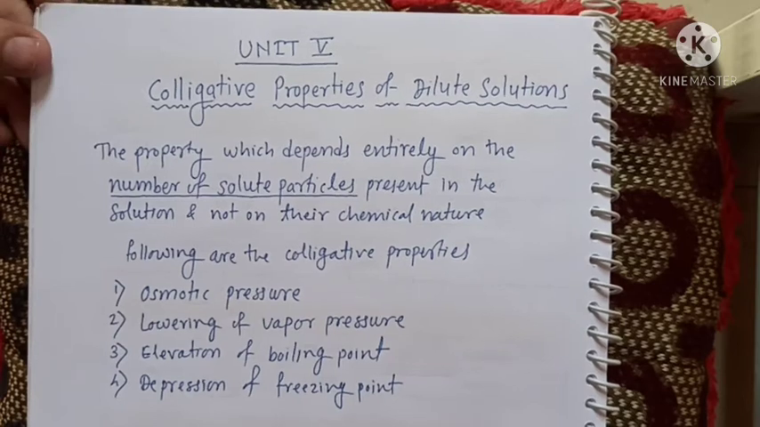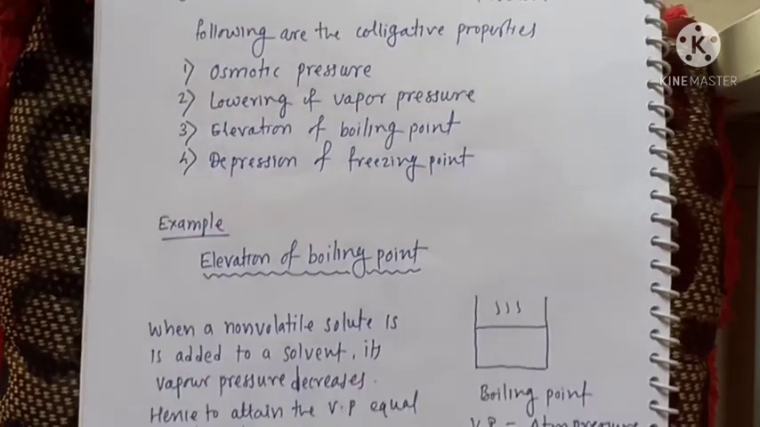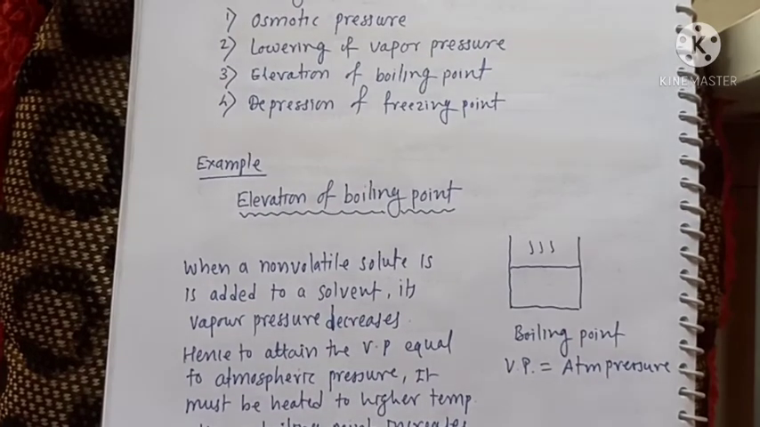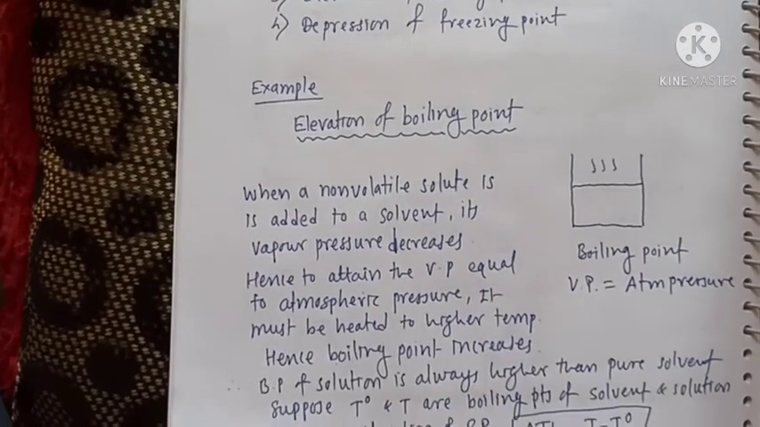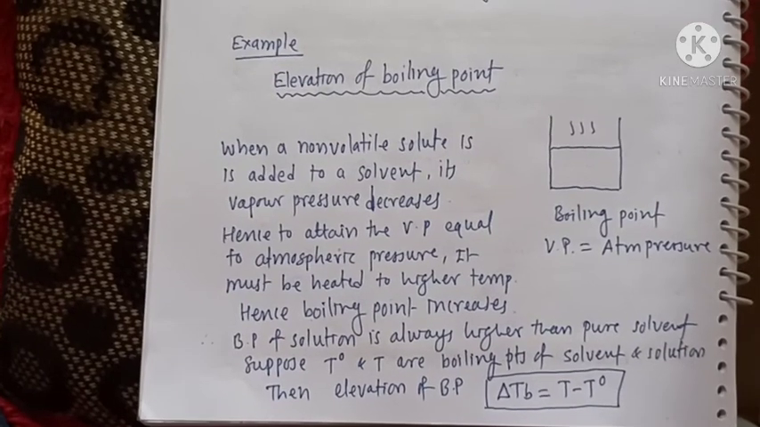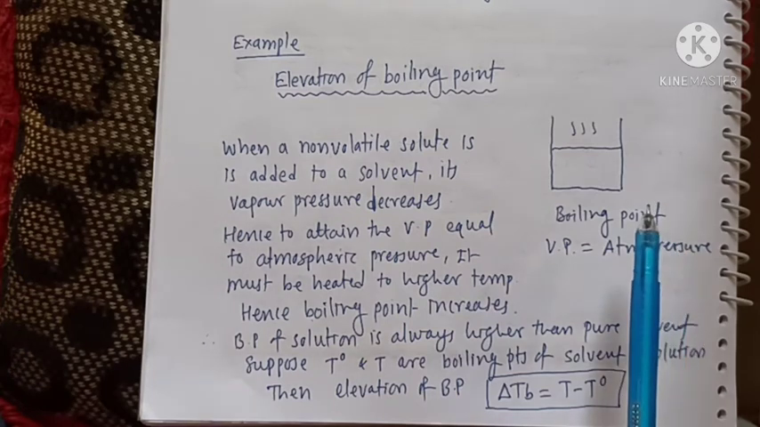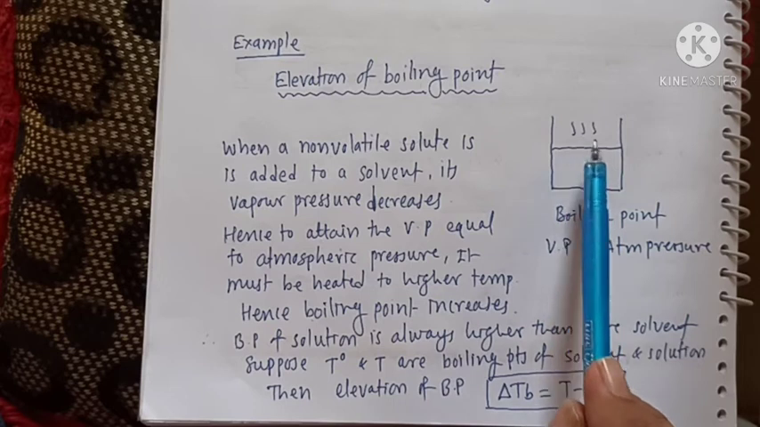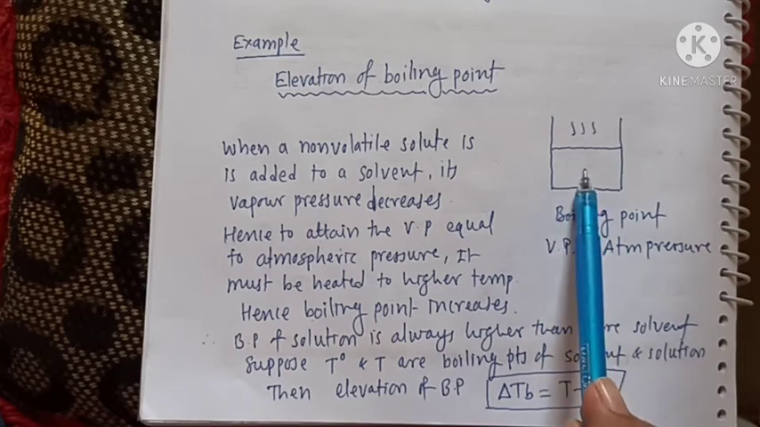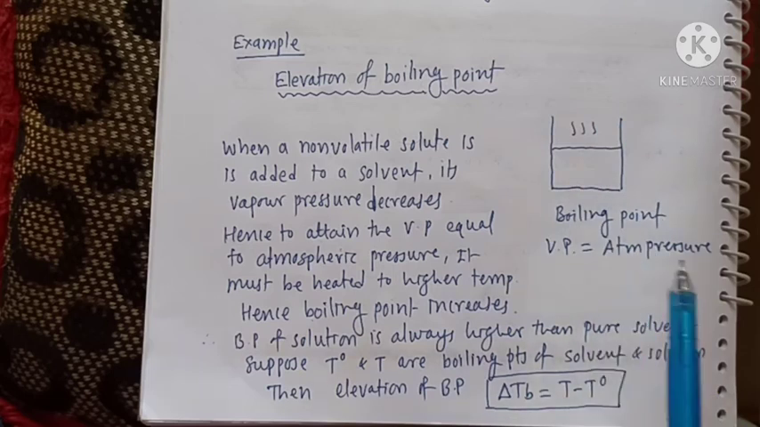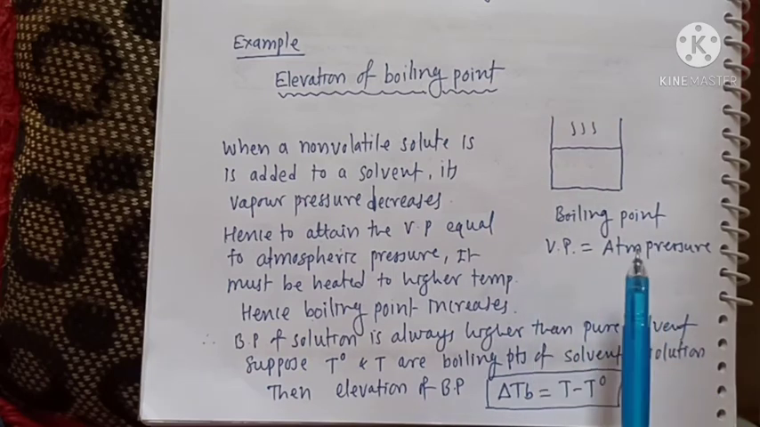Now, to understand, we will consider the first one, that is the elevation of boiling point. Now, what is a boiling point? Yes, it is simple. When the vapor pressure of a solvent becomes equal to the atmospheric pressure, then that solvent boils. So this is the condition.